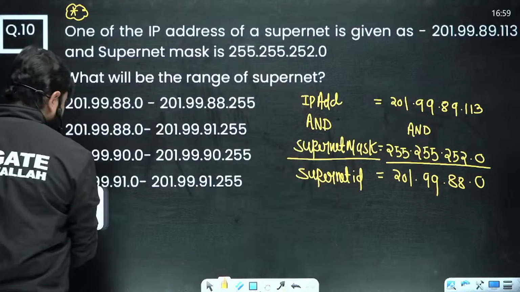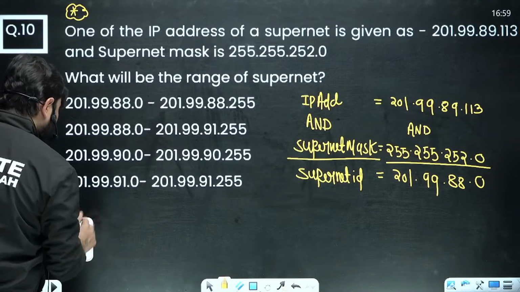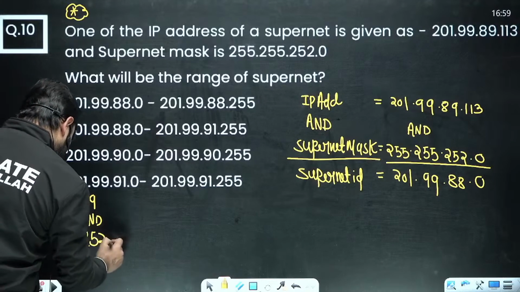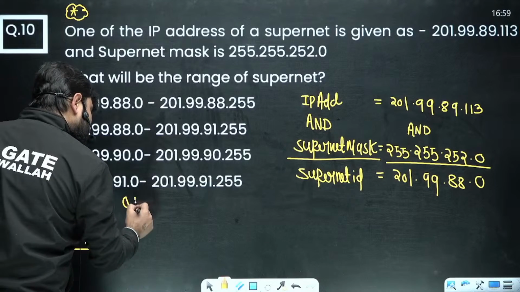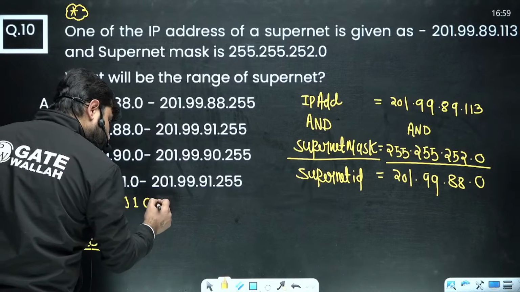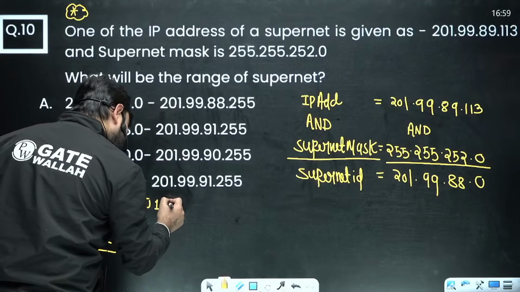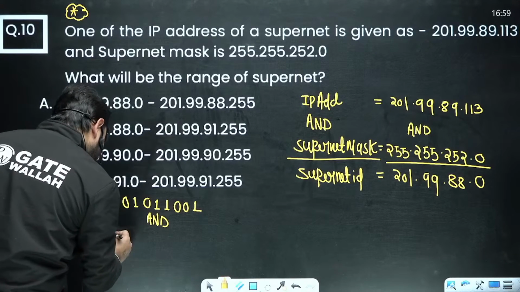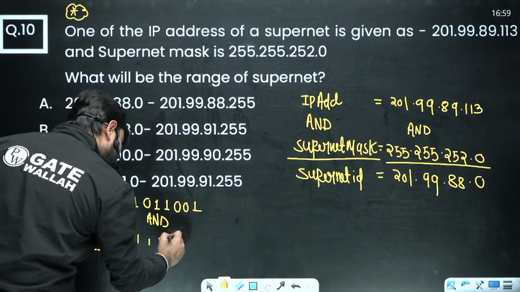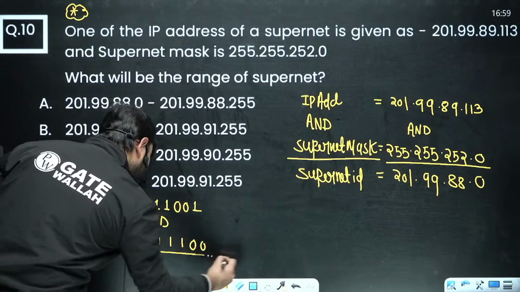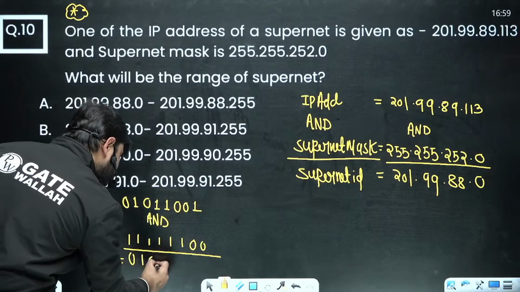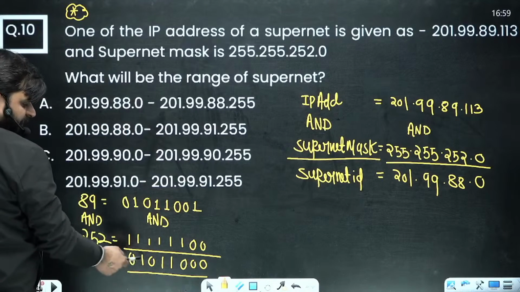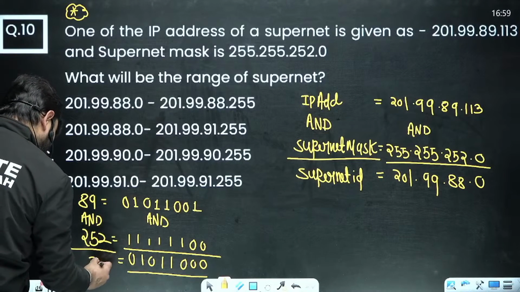Those who are feeling confusion, let me show you here. 89 bitwise, ending with 252. How? 128, 64 plus 32, 0. 64 plus 16, 80 plus 8, 88, 4, 2, 1, 89. 252 means 255 minus 3. Last 2 bits will be 0 and remaining will be 1. So this is nothing but 0, 1, 0, 1, 1, 0, 0, 0. So this is 64 plus 16, 80 plus 8, 88. Do not get confused.